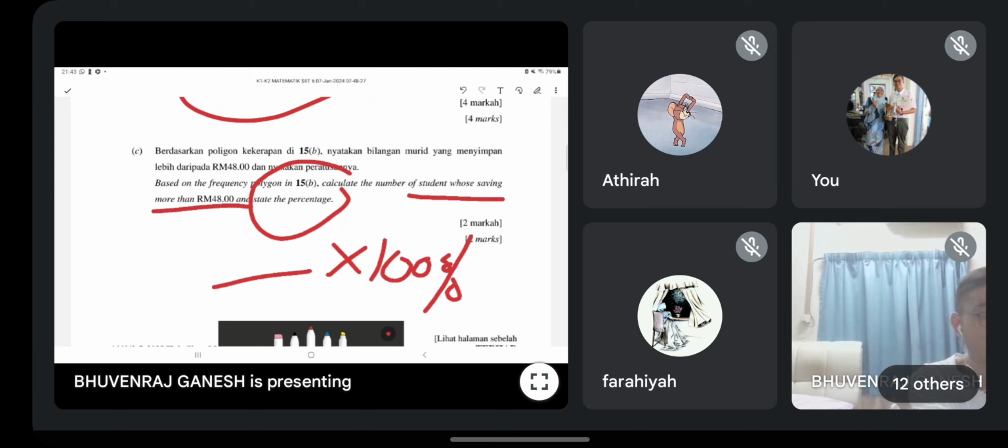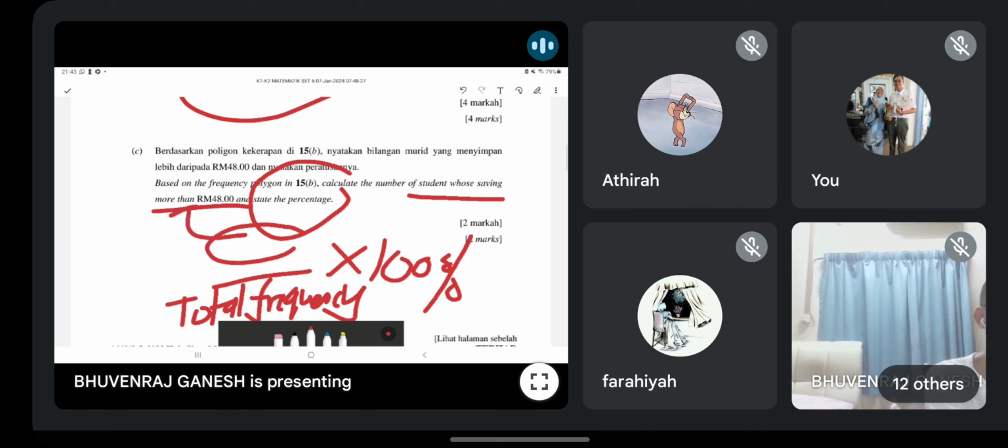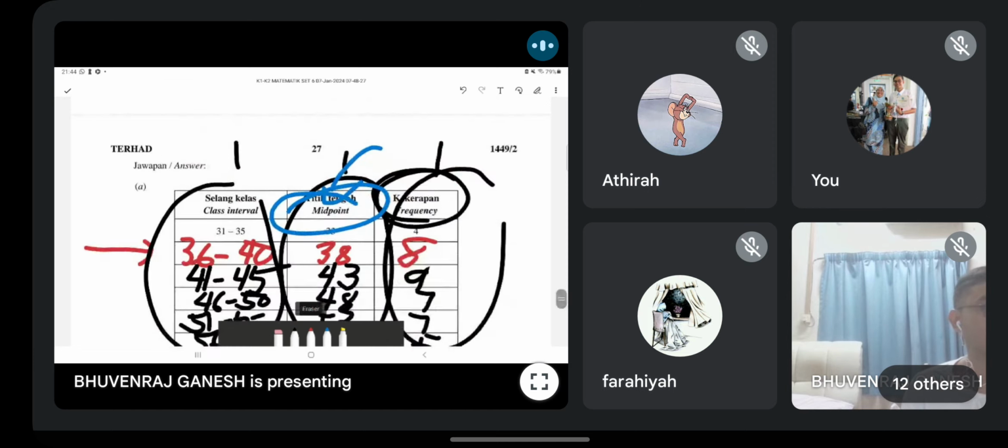Hello? Kamu kena bahagi dengan jumlah frekuensi. Remember, kamu kena bahagi dengan keseluruhan. Okay, jumlah kekerapan. Okay, lepas tu yang ni adalah nilai untuk yang lebih besar dari RM48. Peratus ke? Kamu bagi jawapan untuk peratus. Yes, 30%. Okay, nombor kat sini 12. Nombor kat sini 40. Okay, 12 over 40 times 100, 30%.